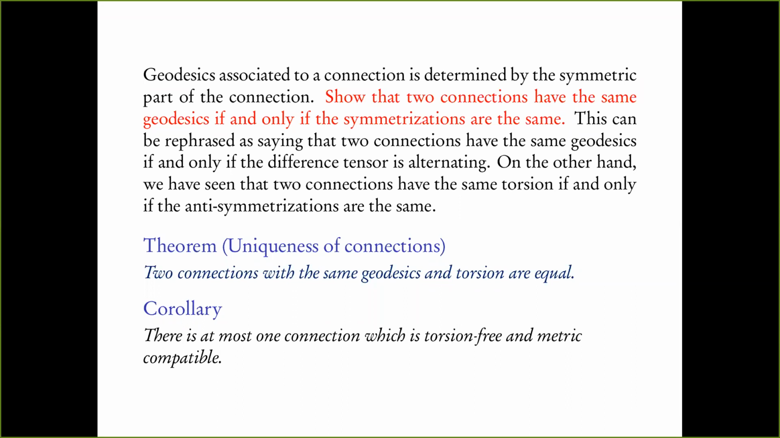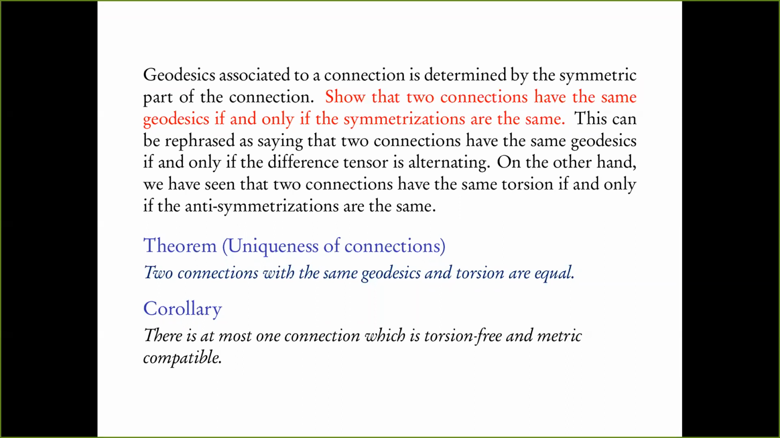Yes, sir. I get that if two connections are torsion free, then both of their torsions are equal. Now, how does the metric compatibility come into play? Can you repeat? How does the metric compatibility come into play?